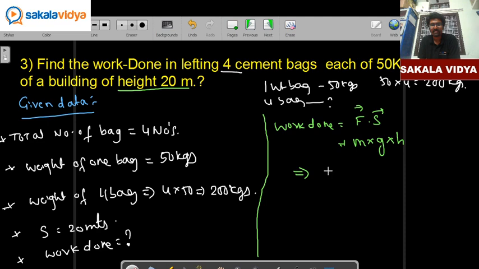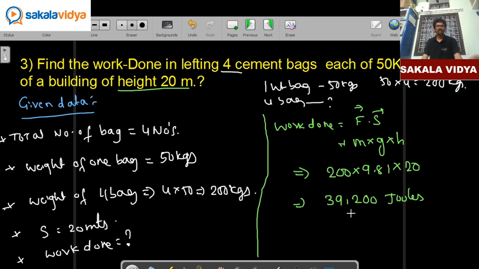So the mass of the cement bags is 200, into g, that is 9.81, the acceleration due to gravity. Height of the building is 20. So 200 into 9.81 into 20. If you solve this, you are going to get 39200 joules. So this is the answer for the work done in lifting 4 cement bags of 50 kgs each to the top of a building of 20 meters height. Now let us solve one more question.